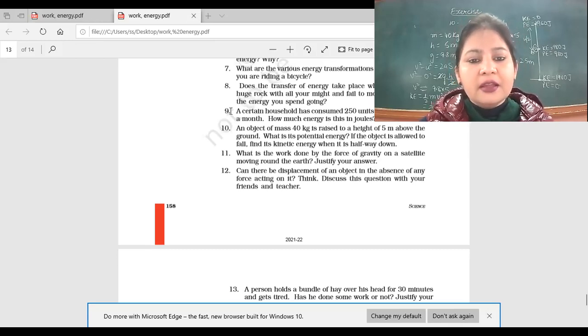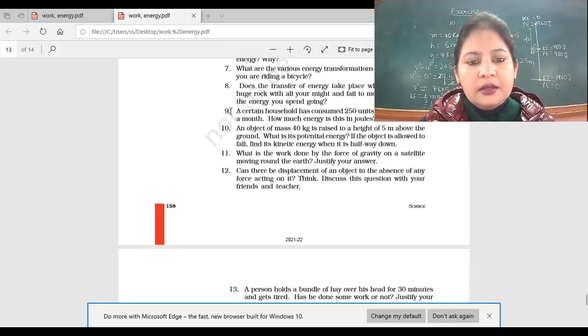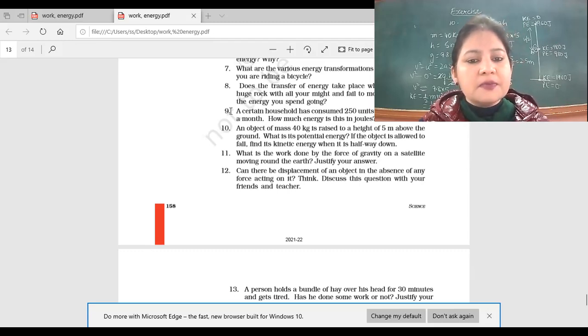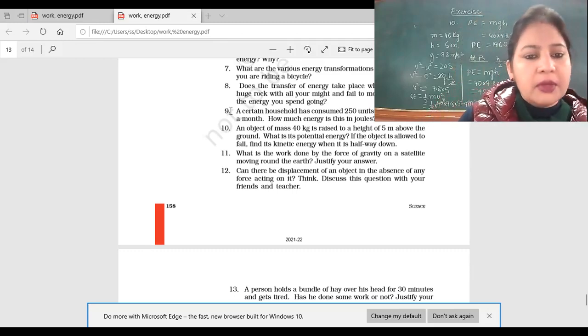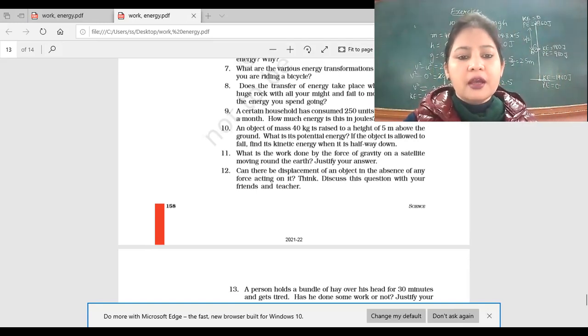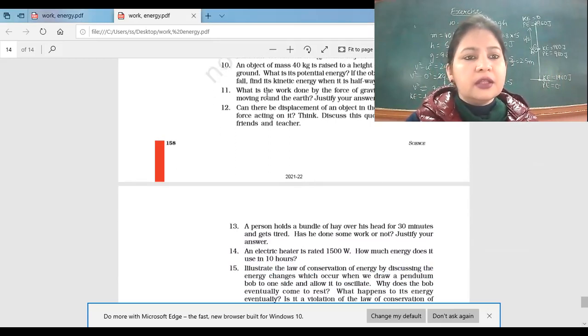12th question, can there be displacement of an object in the absence of any force acting on it? If no force is acting on the object, can there be any displacement? We will say if net force on the object is zero, then there cannot be any displacement. Theek hai, net force agar zero hai to fir koi displacement nahi hogi. Displacement tabhi hogi at least when a force is acting.